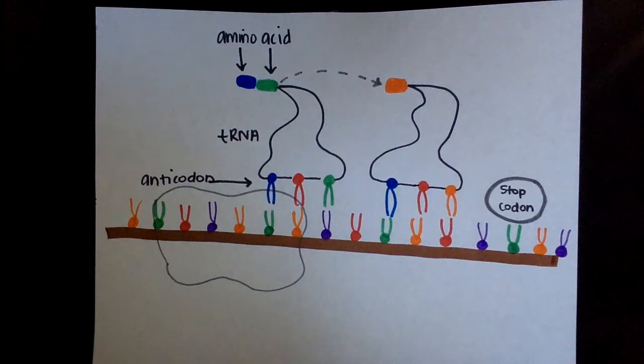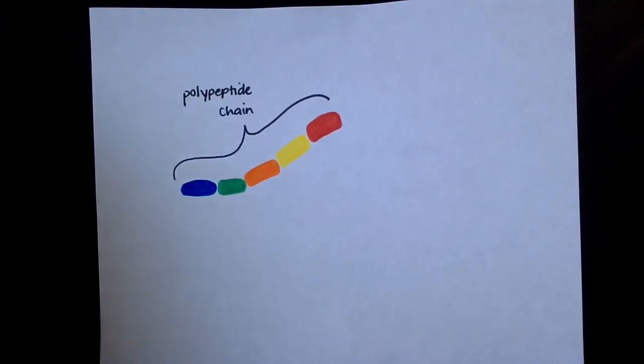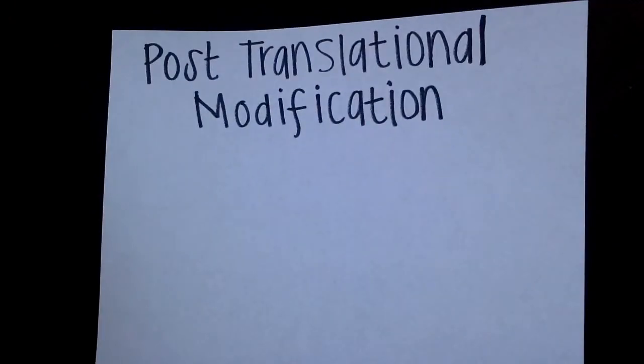tRNA will continue its process across the mRNA strand until a stop codon discontinues the process and a polypeptide chain is released. After the polypeptide chain is released, it goes out of the ribosome and a new protein is released. Post-translational modification.